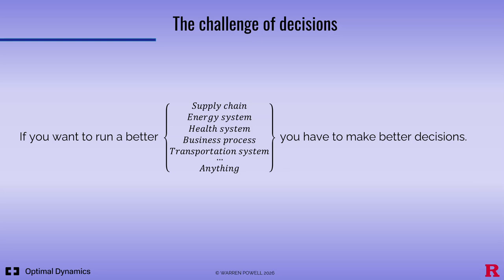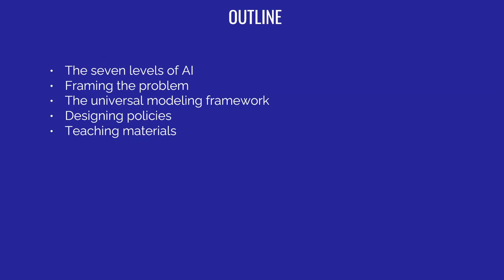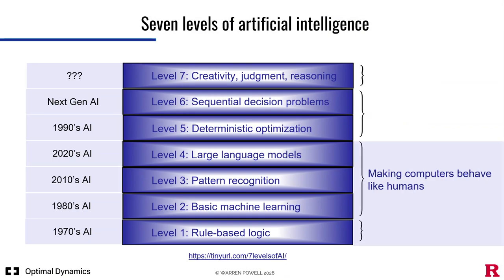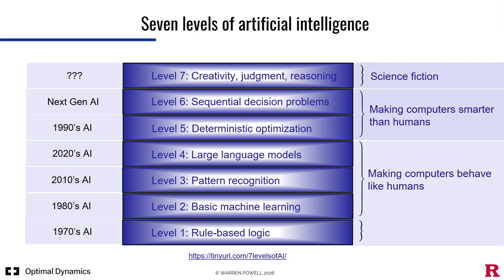Now, as we want to use computers, inevitably we're going to run into artificial intelligence. I'm going to give a quick tour of my 7 levels of AI. Now, of these 7 levels, the first 4 are really focused on making computers behave like humans. And in computer science, having a computer be like a human is considered the highest goal. Now, levels 5 and 6 involve trying to make computers be smarter than humans. We want to outperform the human. Now, level 7, I'm going to call science fiction. We'll get back to that later.